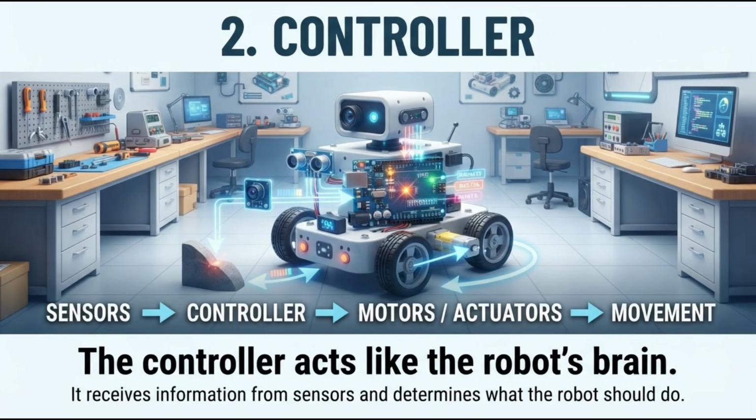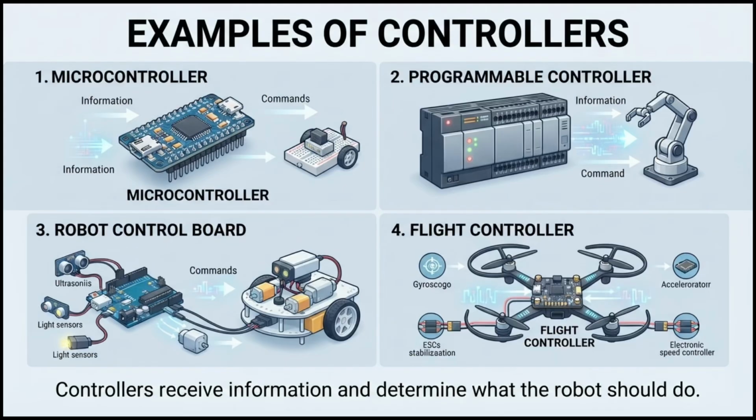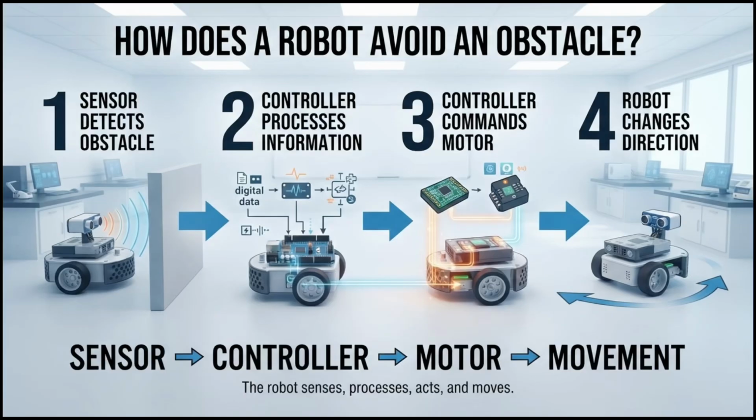2. Controller. The controller acts like the robot's brain. It receives information from sensors and determines what the robot should do. Examples include microcontrollers, programmable controllers, robot control boards, and flight controllers in drones. For example, a sensor detects an obstacle. The controller processes the information. Then the controller commands the motor. The robot changes direction. So we have sensor, controller, motor, movement.